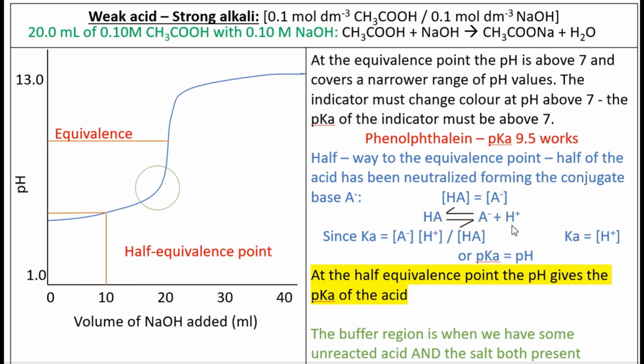Given my equation for the dissociation of the acid, realizing that the concentration of A- and concentration of HA are the same, we can see that Ka equals the concentration of H+, or pKa equals pH. At the half equivalence point, the pH gives the pKa of the acid. The buffer region is when we have some unreacted acid and the salt both present, round about here.